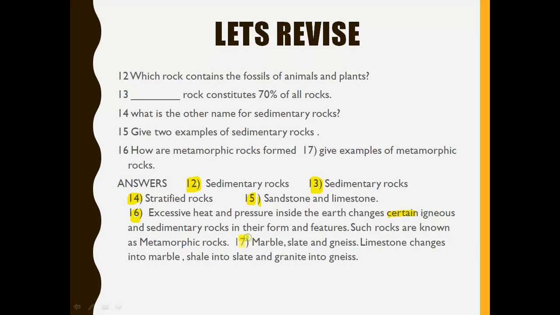Now, the 17th question is, give examples of the metamorphic rocks: marble, slate, and gneiss. Just a little bit I wanted to add here, though we have done it in our previous slides, to give you a slight insight: limestone changes into marble, shale changes into slate, and granite changes into gneiss, right? Limestone is a sedimentary rock. It changes into marble. Shale is also a sedimentary rock. It changes into slate. Granite is an igneous rock which changes into gneiss, which is a metamorphic rock.